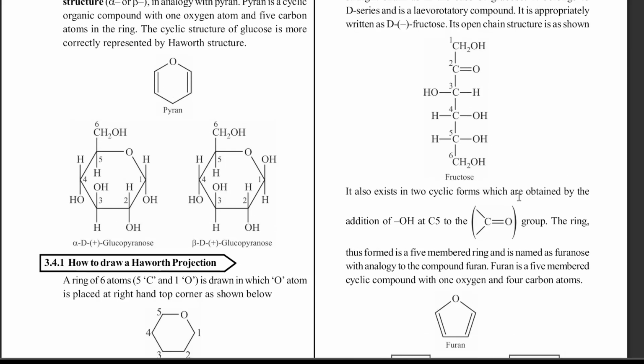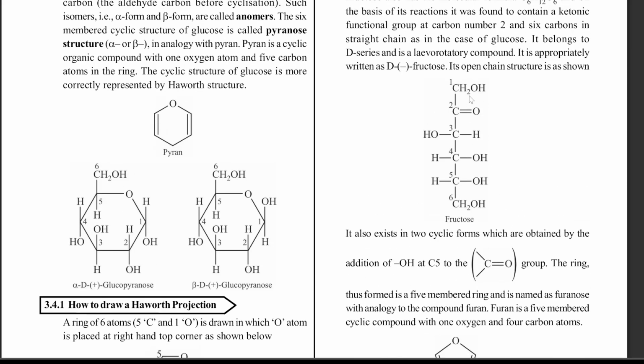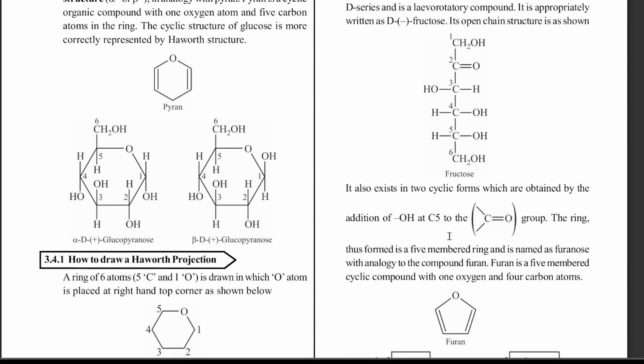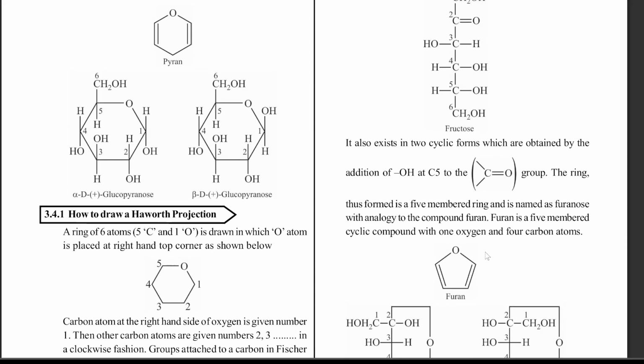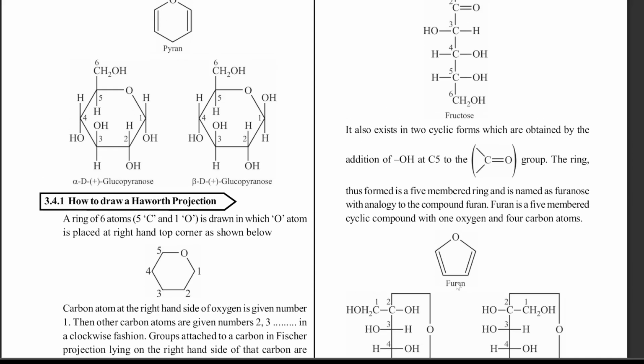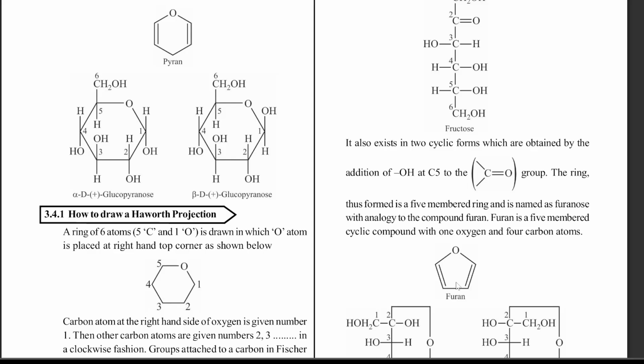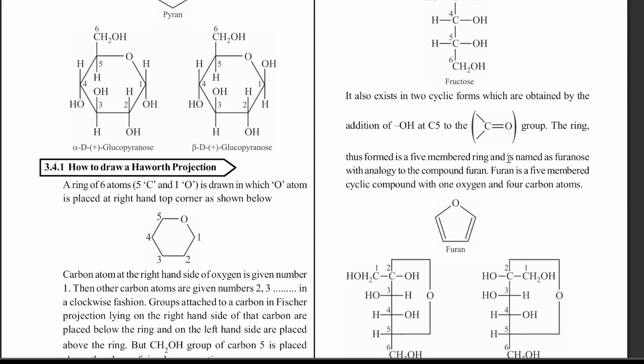The structure is given here. CH2OH at both the terminal ends. Second carbon has the ketonic group and then H, OH, H, OH. It only exists in two cyclic forms which are obtained by the addition of OH at C5 to the carbonyl group. The ring thus formed is a 5-membered ring and is named furanose because it looks similar to the compound furan as given below. It is a cyclic compound with 1 oxygen and 4 carbon atoms.